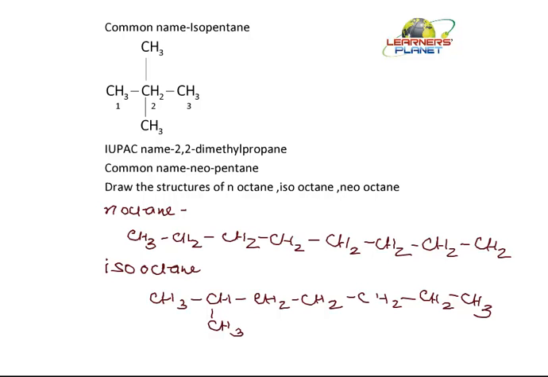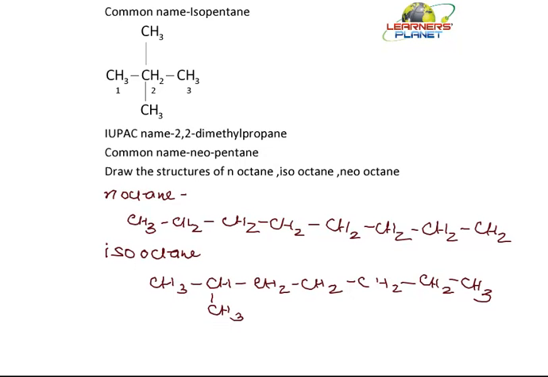This is isooctane. And how will you write neooctane? Neooctane, that is, it will have 2 branches, right? So try to write the formula of neooctane yourself, okay?